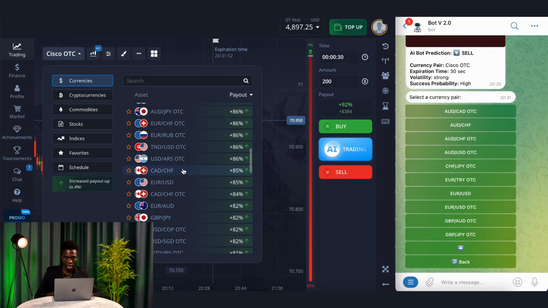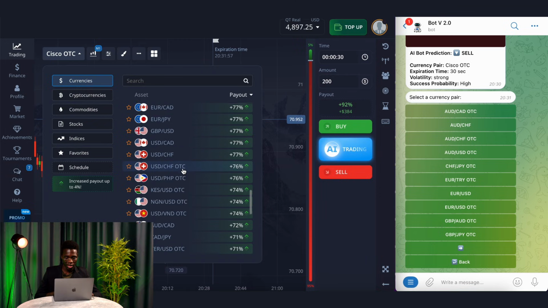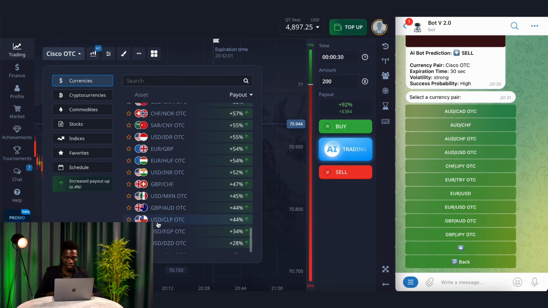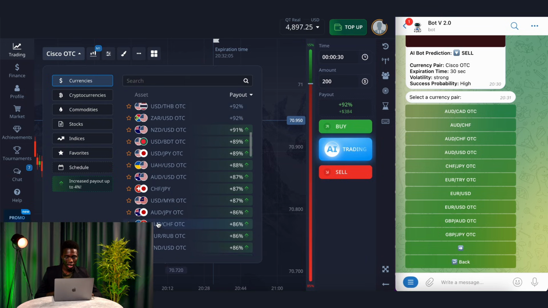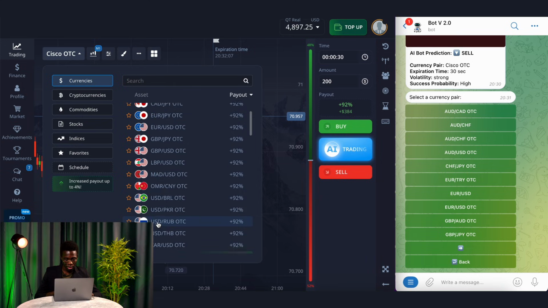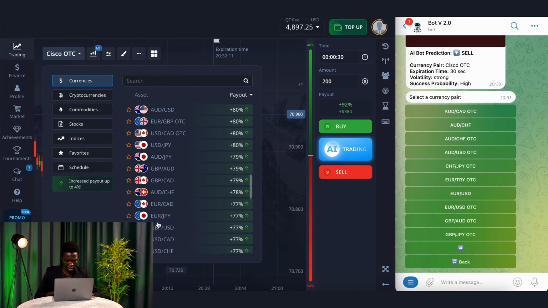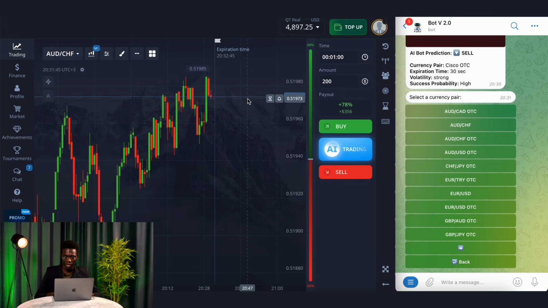It's gonna be Australian dollar against CHF. Australian dollar against CHF, is that available? We are about to find out. AUD against CHF, where are you hiding? All right, ladies and gentlemen, AUD against CHF, it seems to be nowhere to be found. We're gonna go ahead and hit the market with the next trade. Yeah, there you go. Australian dollar against CHF, 78% payout.